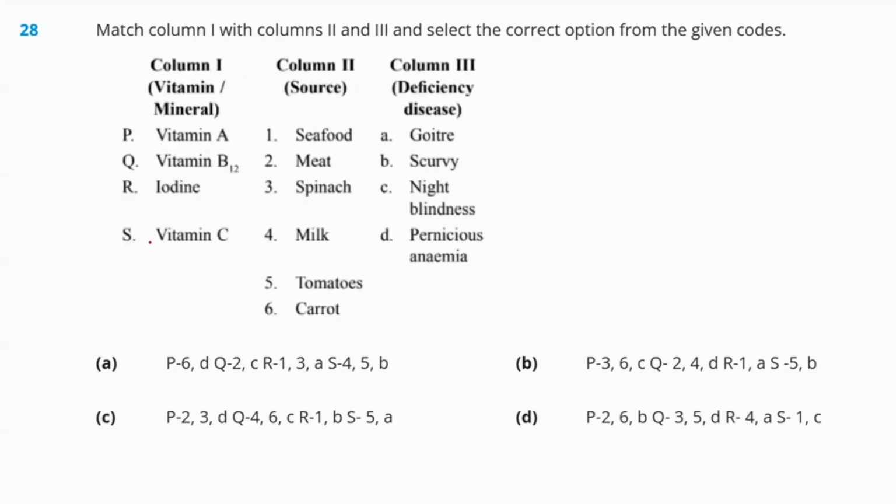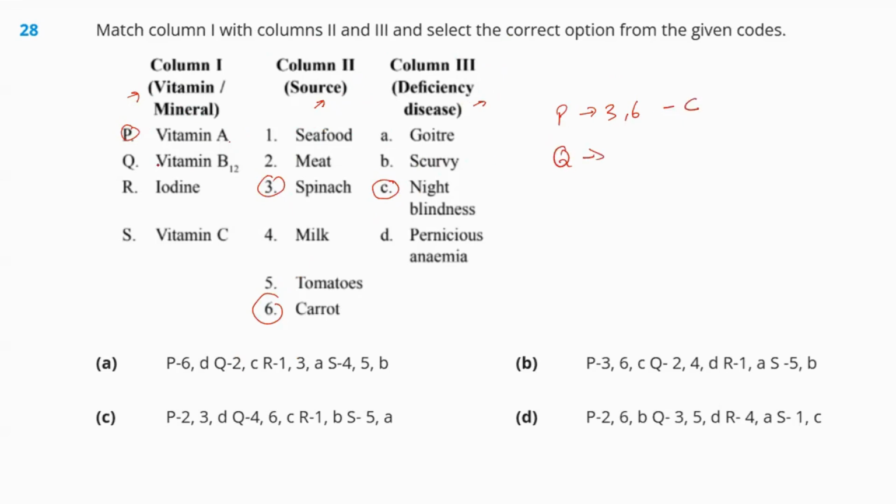Question number 28. Match the column 1 with column 2 and 3 and select the correct option from the given code. So in column 1, we have the vitamins and minerals. Column 2, we have their sources. And in column 3, we have their deficiency diseases. Okay. So vitamin A, the P, basically what are the sources for that? Sources are spinach and carrots. And what would be the deficiency disease? It would be night blindness, right? So P is 3, 6, and then C.